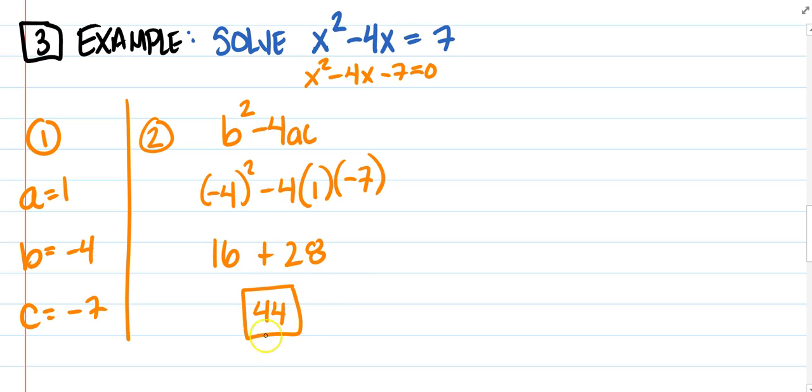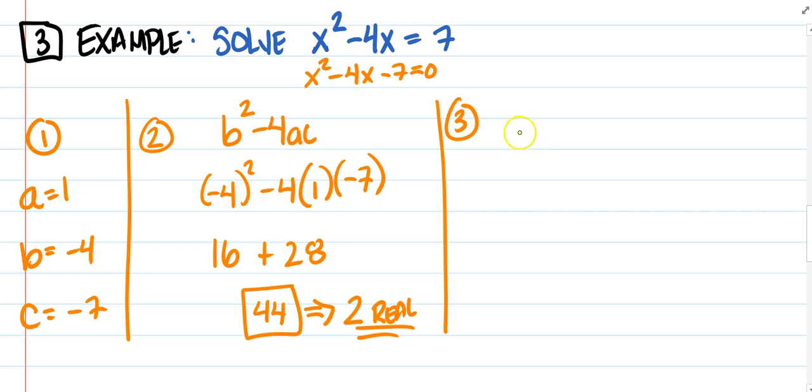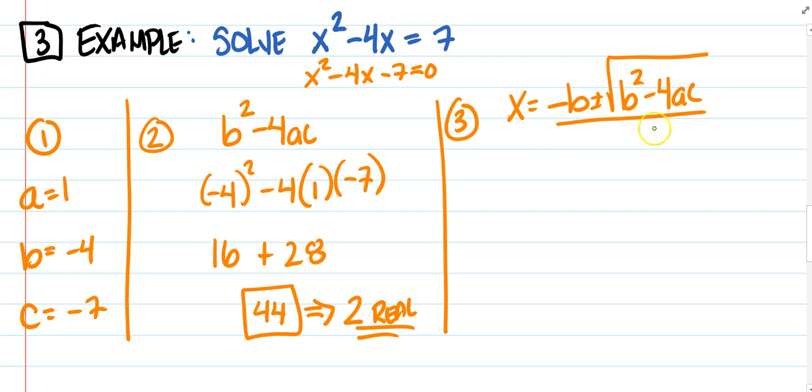So since our discriminant is a positive number, this is going to imply there are two real number solutions. So you know that going in. Then step number 3, you have to actually write down the quadratic formula. So x equals negative b plus or minus the square root of b squared minus 4ac all over 2a. Helps if you sing a little bit. So therefore, x is going to be the opposite of b, so negative 4 plus or minus.